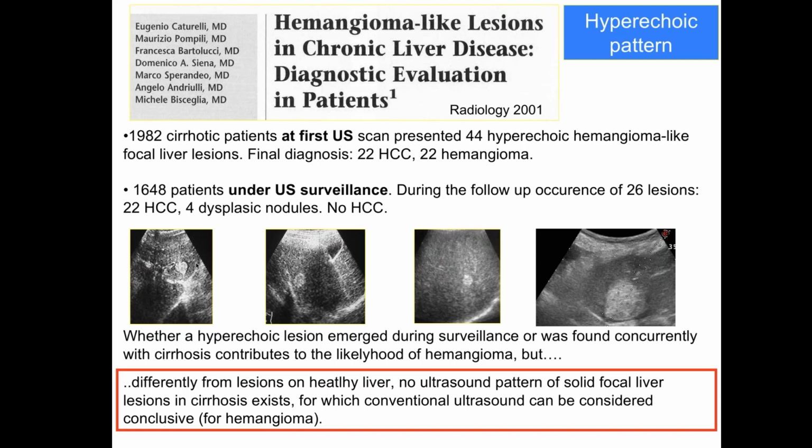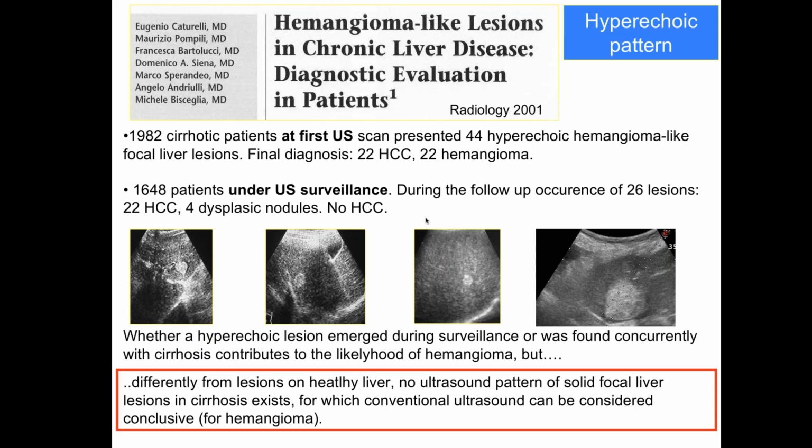When we see the same lesions in a patient at risk for HCC, we cannot establish a diagnosis of hemangioma as we do in a healthy liver. And more in detail, if these lesions are detected concurrently with the detection of cirrhosis, half of them were actually hemangioma, where half were hepatocellular carcinoma. So even though some of them might still be hemangioma, we cannot establish a diagnosis by conventional grayscale ultrasound alone. We need to have the confirmation of this by contrast imaging.